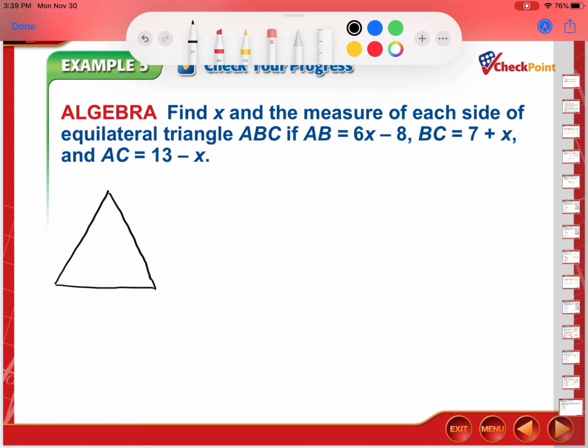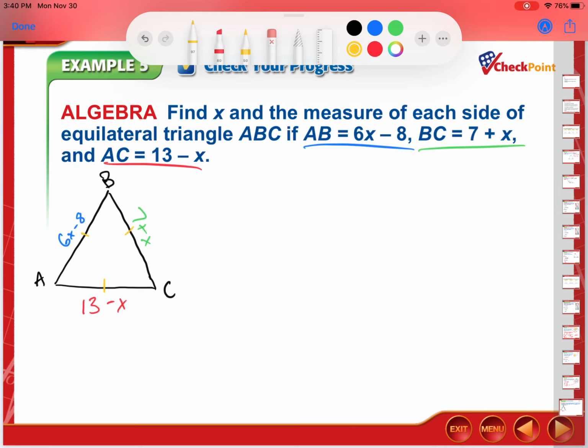So triangle A, B, C. Oh man, that was actually not bad. I'm actually moderately proud of that. So we have A, B, C, and it's equilateral. That's important. And they tell us that AB is 6x minus 8, BC is 7 plus x, and then AC is 13 minus x.